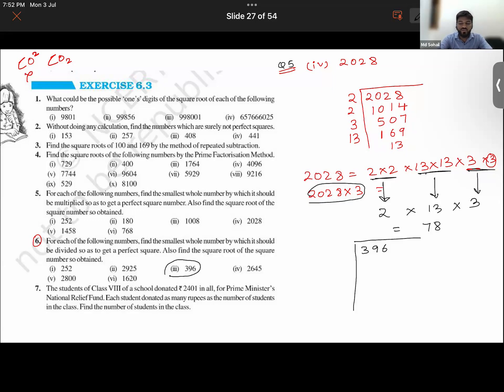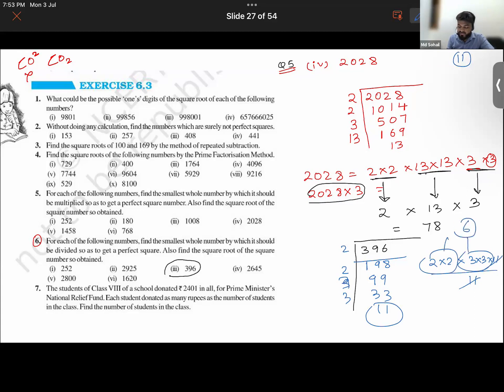Okay, who got the answer? Is it 11? Okay, let's find it out. Yes, it's 11. So you need to just divide the number by 11 and you will obtain a perfect square, right? 2 multiplied by 3 multiplied by 3 into 11. So just divide it, we obtain the number to be 6 here, right?